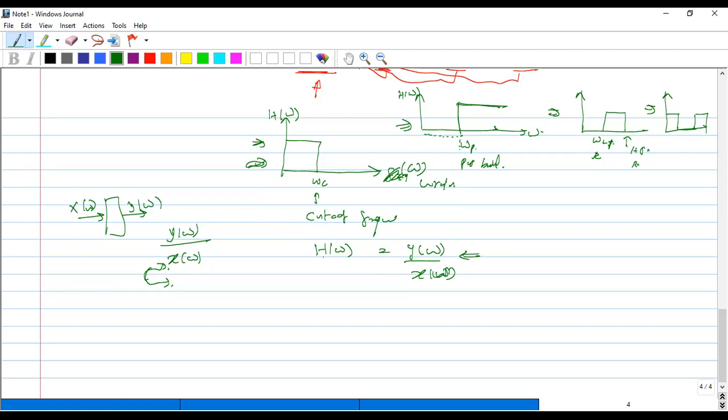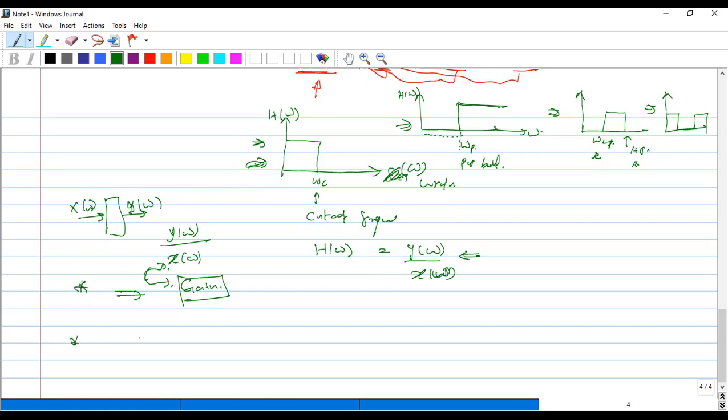This is actually the transfer function, but another parameter also applies here. In other words, this is the gain, no? If you divide the output by the input, that is the gain. We call it gain. Remember that one.